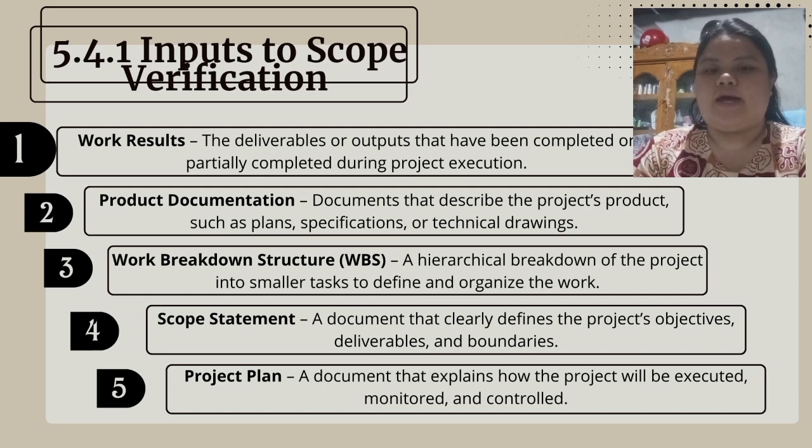Next is the project plan. Explains how the project will be executed, monitored, and controlled. An example for this is a plan including the project schedule, budget, resource allocation, risk management, and quality control processes.